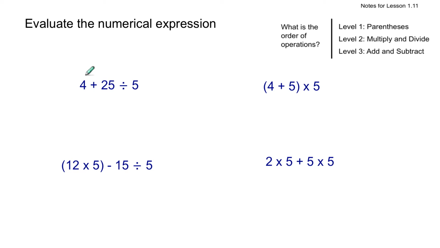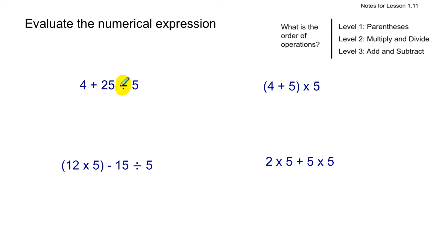Here's the first expression. It's 4 plus 25 divided by 5. And if you just go left to right, you add 4 to 25 and get 29, and then try to divide that by 5, and you get like 4 remainder 4 or something like that. But that's not following the order of operations. So level 1 is the parentheses, and we're looking for parentheses. We don't see any. Level 2 is multiply and divide. That's the next thing I'm going to do.